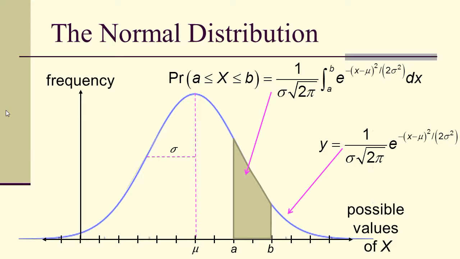And notice we used bars, and since we used bars, the curve approximation of that is an integral. So the probability that we get something between A and B is 1 over sigma times the square root of 2 pi, integral from A to B of e to the negative quantity x minus mu squared over the quantity 2 sigma squared dx.